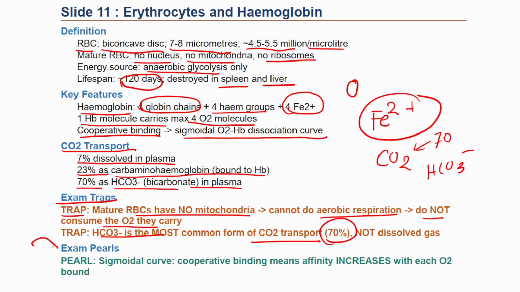Now coming to the exam pearls. On complex respiratory curve questions, always remember that the sigmoidal curve mathematically dictates that hemoglobin's affinity for oxygen is not fixed. Its affinity increases progressively with each subsequent oxygen molecule bound to its iron core.